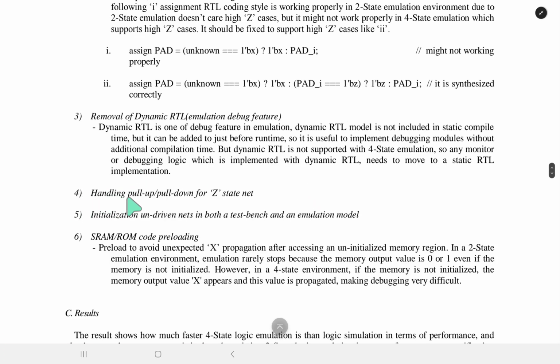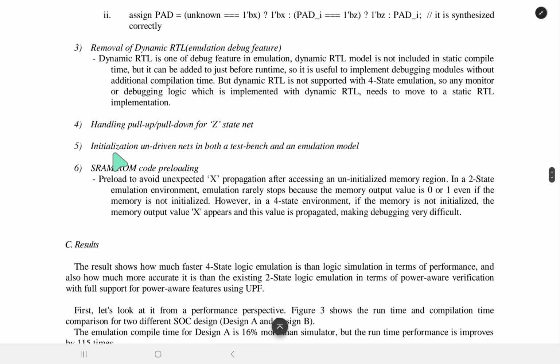Number 4 is handling pull up and pull down for Z-state nets. Number 5, initialization. Initialization of undriven nets in both the testbench and the emulation model. Number 6 is SRAM ROM preloading, to avoid unexpected X propagation after accessing an uninitialized memory region.